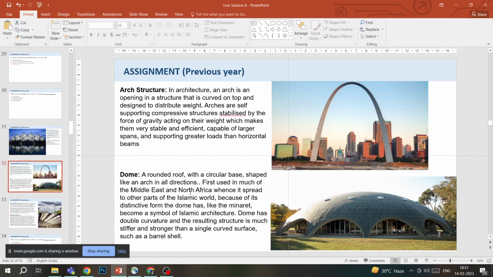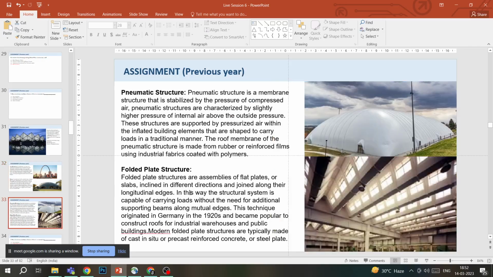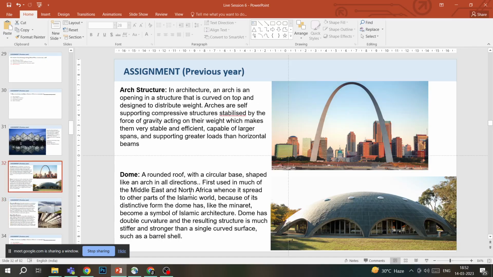So if you see the 4 points that were mentioned, we all know how an arch looks. If you're studying architecture or design, you know what an arch is, and what a dome looks like. And because of all the lectures that you have seen in the NPTEL course and all the live sessions you have taken, we very well know what a pneumatic structure looks like, and what a folded plate structure looks like. So we know how all these 4 kinds of things look.